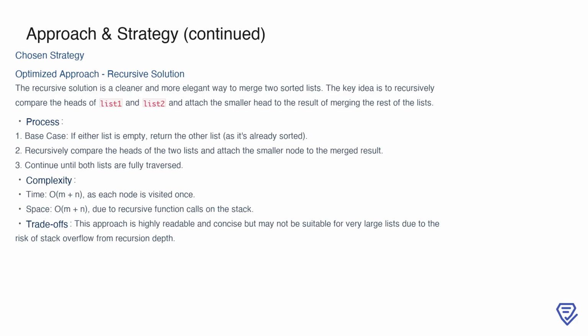In terms of complexity, the time complexity remains O(m + n), as every node is visited exactly once. However, the space complexity increases to O(m + n), due to the recursive function calls that occupy the stack. While this approach is highly readable and concise, it comes with a significant trade-off: the risk of stack overflow when dealing with very large lists due to the depth of recursion. This makes it less suitable for input sizes that could potentially exceed the stack limit.